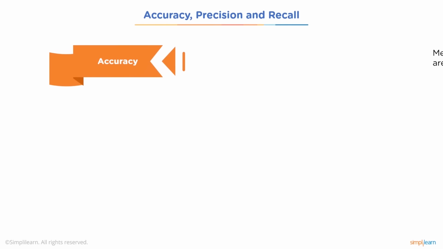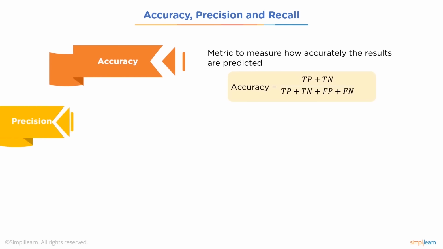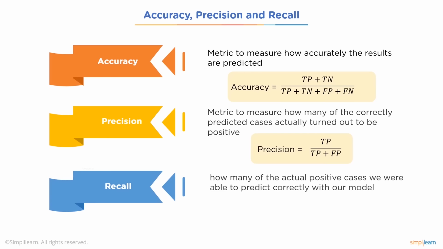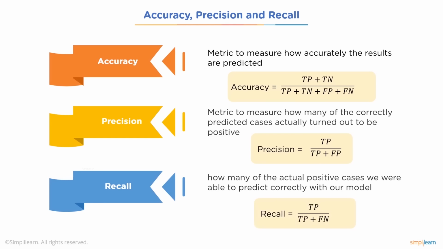And then we can take these numbers and we can feed them into our accuracy, our precision, and our recall. So accuracy, precision, and recall. Accuracy is a metric to measure how accurately the results are predicted. And this is your total true, where you got the right results, you add them together, the true positive and the true negative, over all the results.